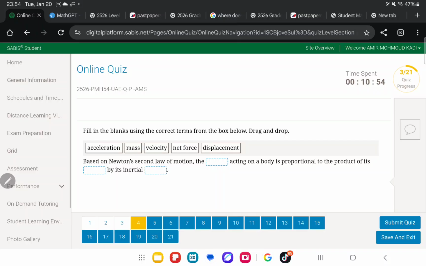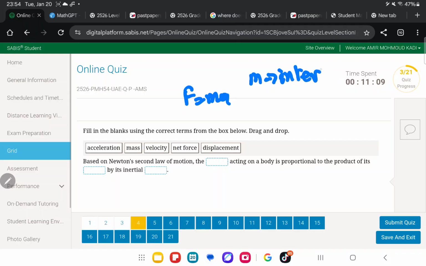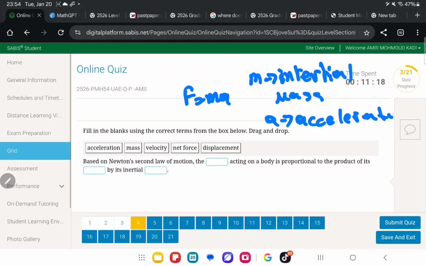Okay, now based on Newton's second law of motion, the blank acting on a body. Okay, now we should know simply the second law, Newton's second law of motion is simply F equals ma, where m represents the inertial mass, a represents acceleration, and F represents force.